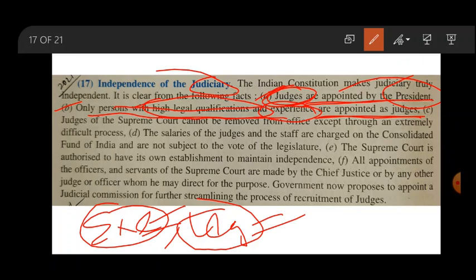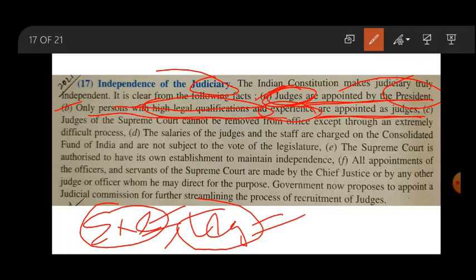It's not like that. The judgment and verdicts of a judge can affect someone's life very much, not only that individual but his entire family. So the judges have to be very careful in their verdict, in their judgment. That's why along with the high legal qualification, experience is also very much necessary.